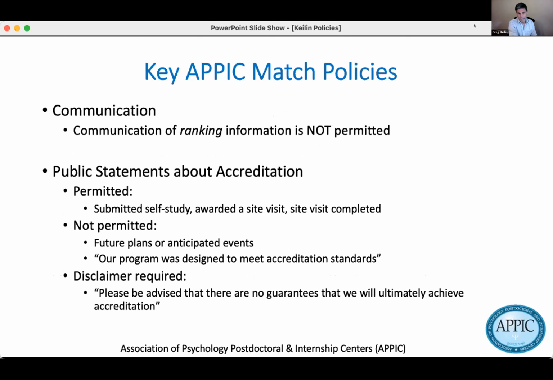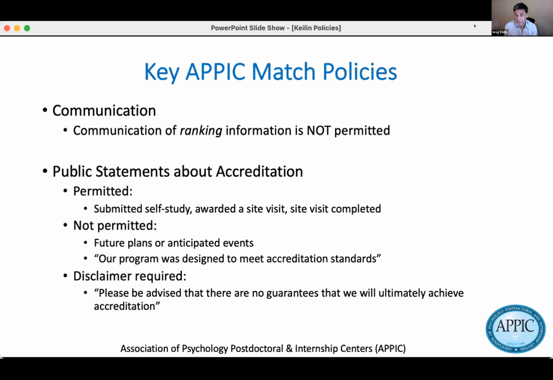Communication, and this is a different kind of communication than Shona was talking about. This is about the communication of ranking information. Now, the match policies do not allow students or sites to communicate ranking information with each other. So that means students cannot say things like, "You are my first choice," or "Where will you be ranking me?"